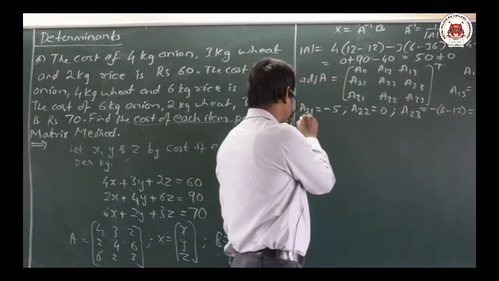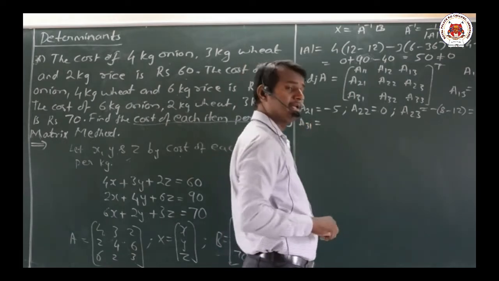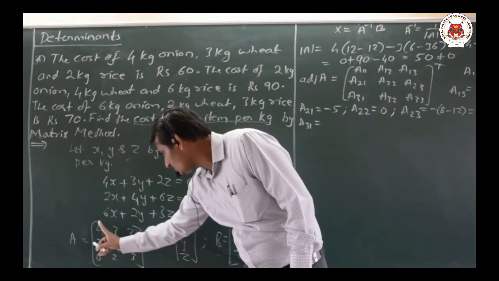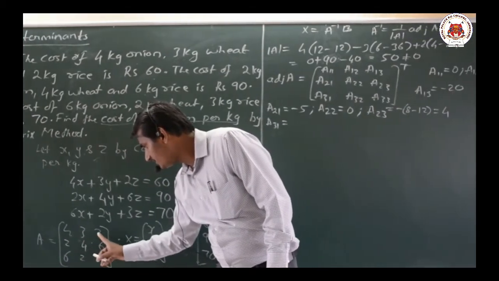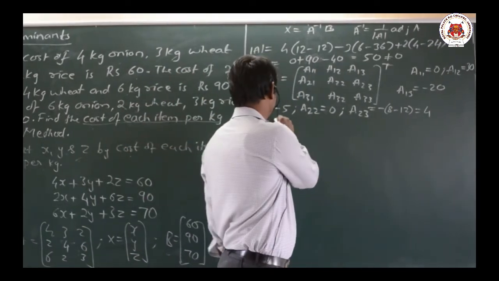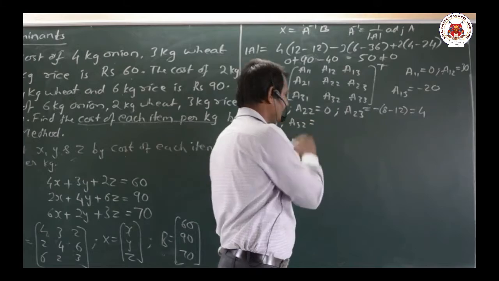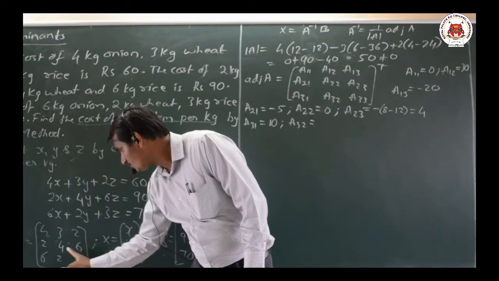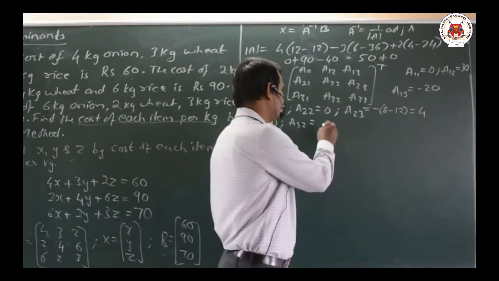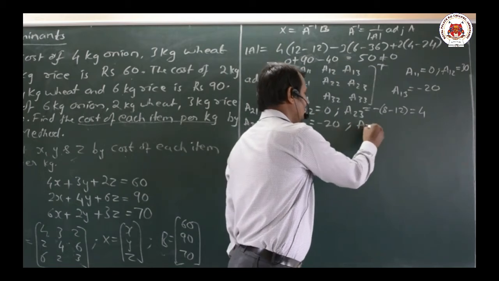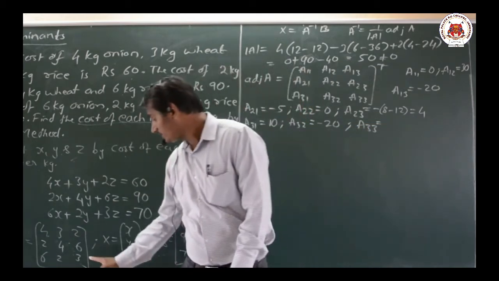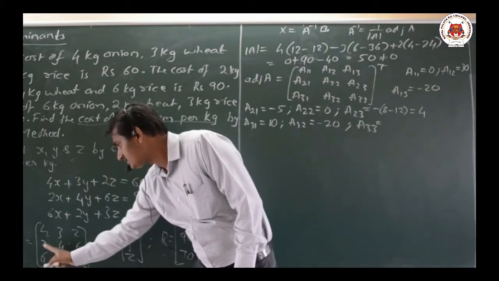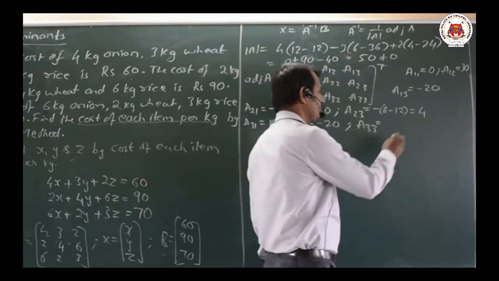At last, the A31 value is pre-multiplied by a positive sign. It is the cofactor of 6, leaving this row and column. 6 threes are 18, and 18 minus 8 is 10. Next, A32 is the cofactor of 2, leaving this row and column. 6 fours are 24 minus 4, which is 20, and its sign is minus, so minus 20. Then A33 is the cofactor of 3. Leaving this row and column, 4 fours are 16, minus 6 is 10.